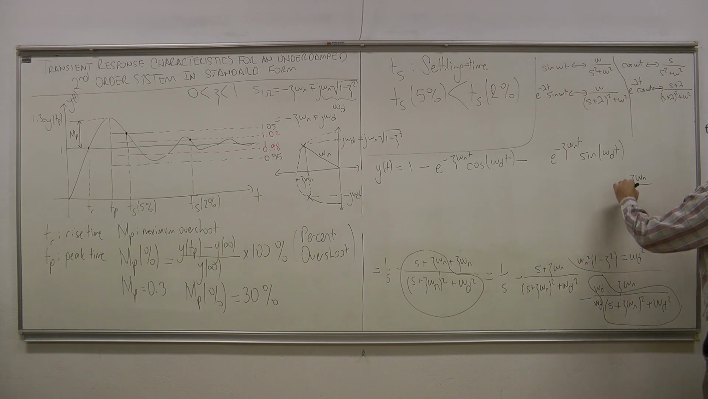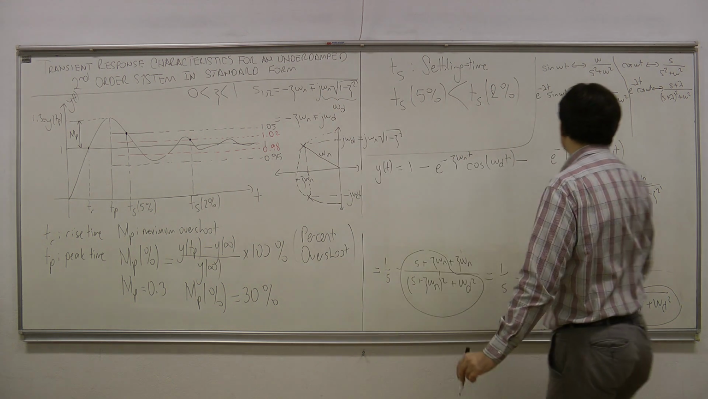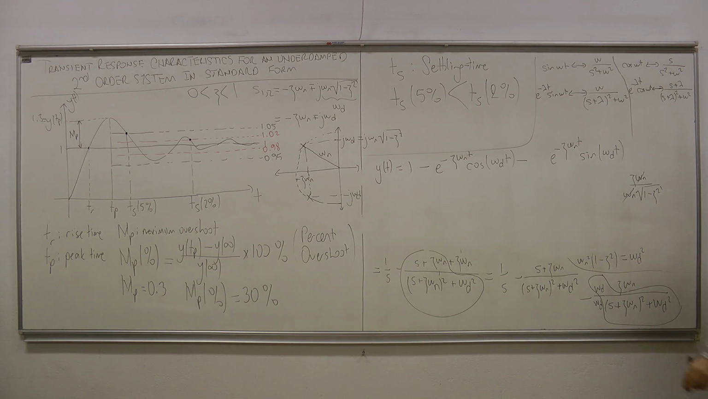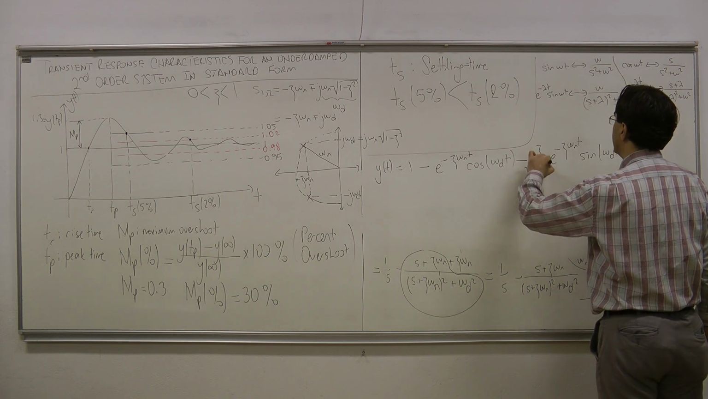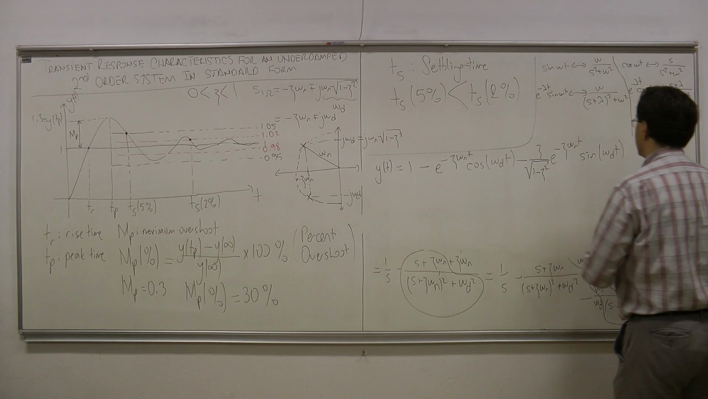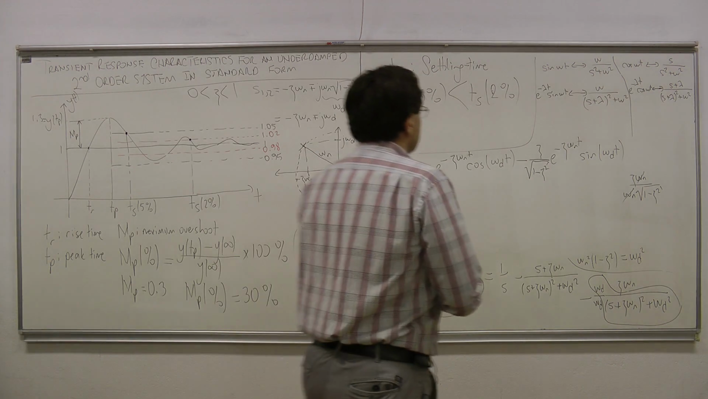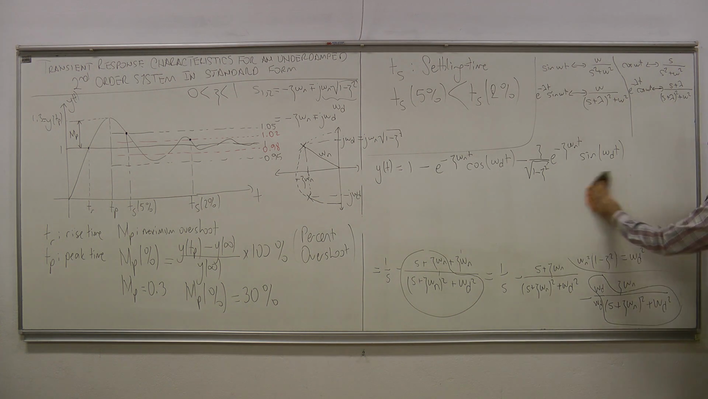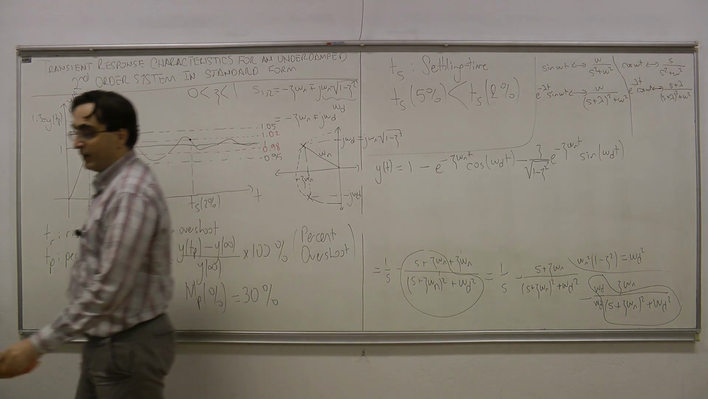And omega d is omega n times square root 1 minus psi square. This is what omega d is. And omega n's are cancelling, they are non-zero. So I would just have psi over square root 1 minus psi square. So I would have a scaling constant here, psi over square root 1 minus psi square. Okay? So this is my time function. So it is just that function we have here.